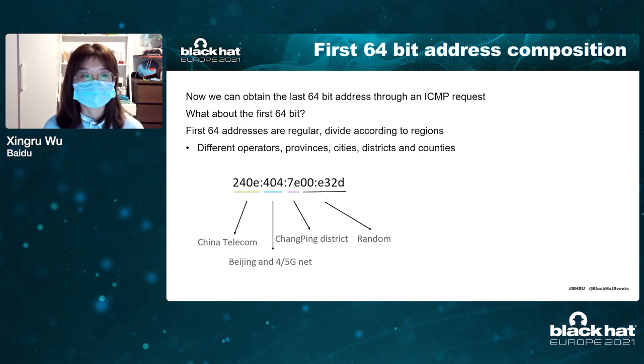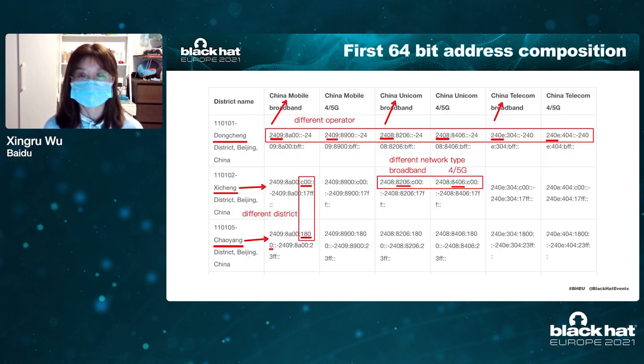But what about the first 64 bits? How can we get this? We found that the first 64 bits are regular, and the operators usually divide the addresses according to regions, such as different operators, different provinces, different cities, different districts, and countries. We can see from the figure that different bits represent different operators, network types, provinces, and cities. So the first 64 bits of IPv6 are very focused. Therefore, we don't need a wide scan.